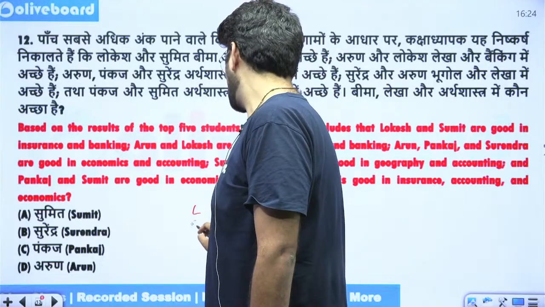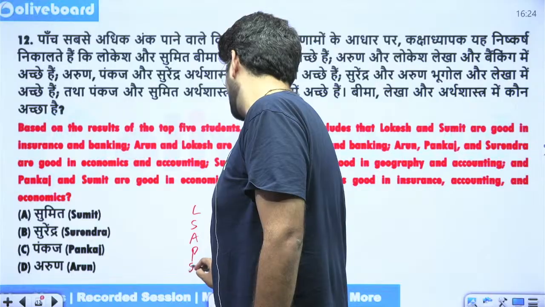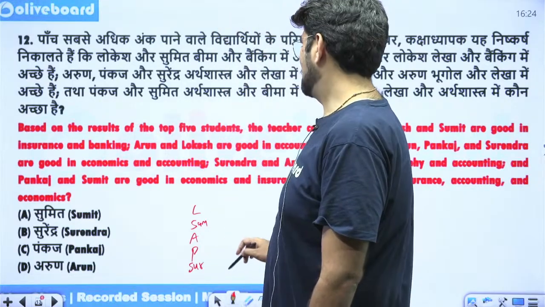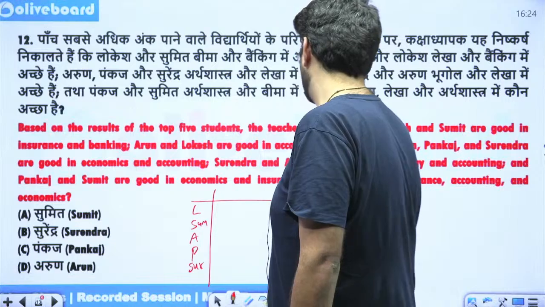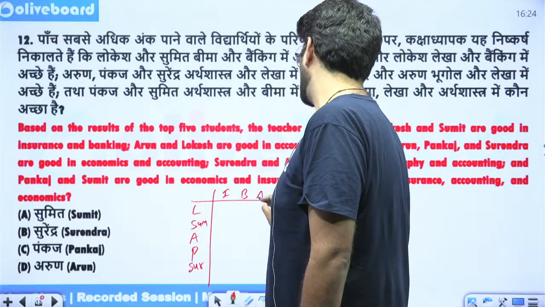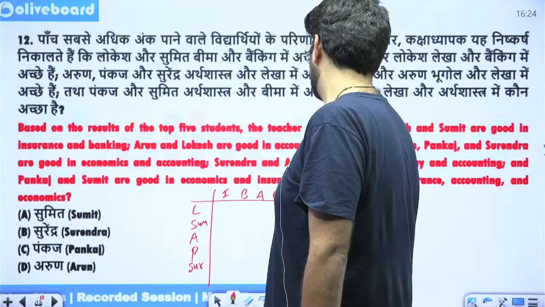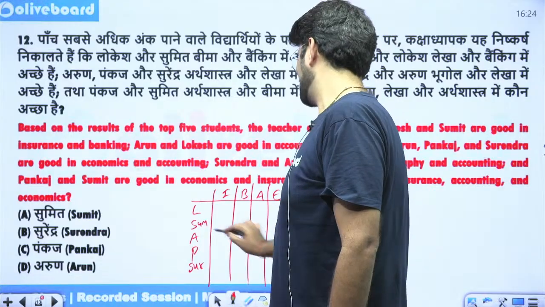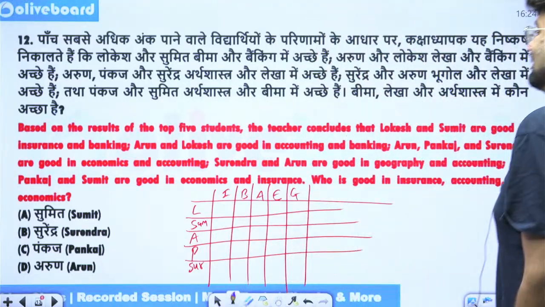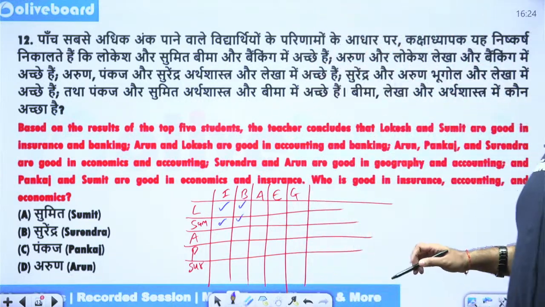Lokesh, Sumit, Pankaj, 5 people. Insurance and... so Lokesh and Sumit are good in insurance. But this is not a typical puzzle. There is no negative information.